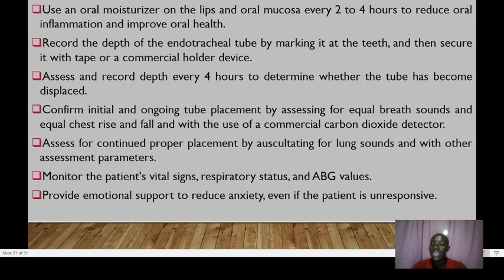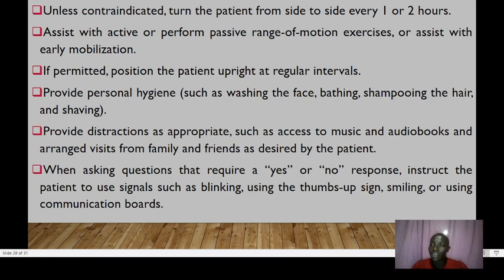You have to confirm initial and ongoing tube placement by assessing for equal breath sounds and chest rise and fall, with the use of a commercial carbon dioxide detector. You assess for continued proper placement by auscultating for lung sounds and with other assessing parameters. How about monitoring the patient's vital signs, the respiratory status, and the ABG values? And in addition, you're providing emotional support to reduce anxiety even if the patient is unresponsive.